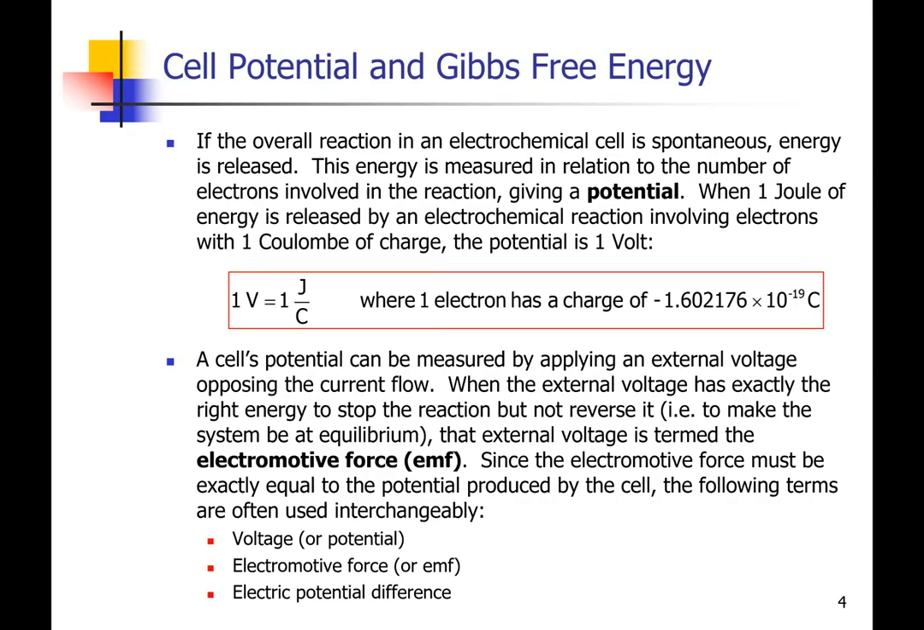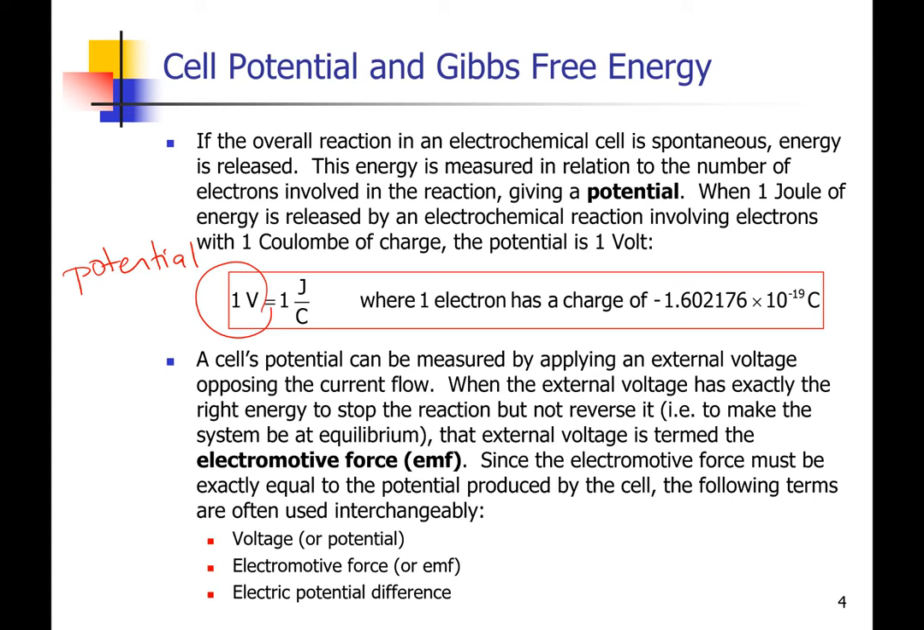So if the overall reaction done in an electrochemical cell is thermodynamically allowed, then that means that it's going to release energy. And that energy is going to be carried by the electrons. And so we measure that energy in terms of something called a potential. And potential is measured in volts. A volt is equal to a joule per coulomb.